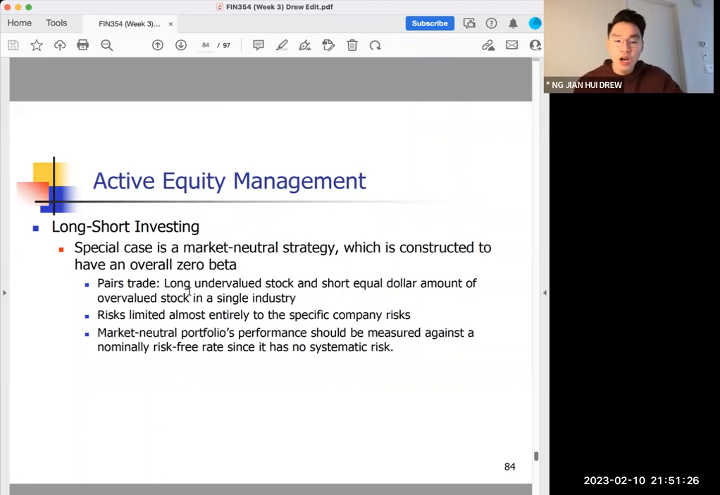So how do you do this? You long an undervalued stock and you short an equal dollar amount of overvalued stock in the industry. So you do a long short. So what does this mean? When you long the undervalued stock, the stock would increase, right? And then when you short an overvalued stock, the stock would most likely decrease over time, right? So because of that, your risk is almost entirely removed, right? So basically what you are doing is removing even the systematic risk. Okay? And when you do that, you are basically getting risk-free returns.